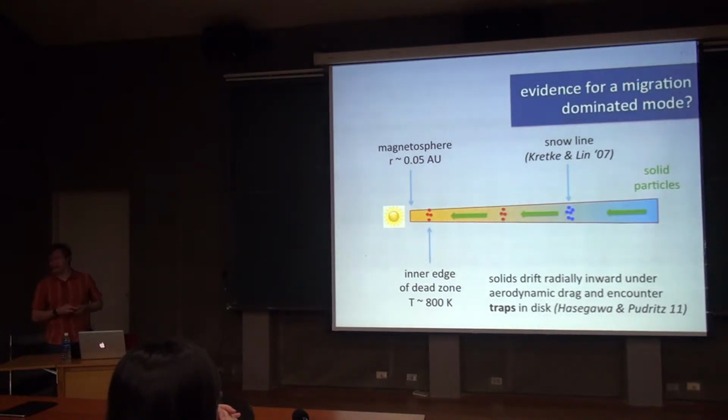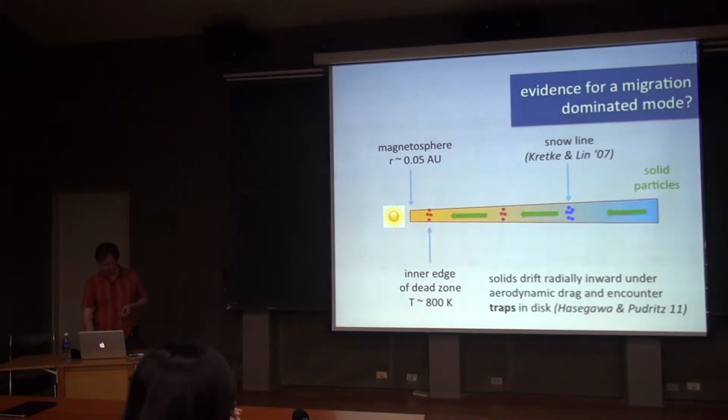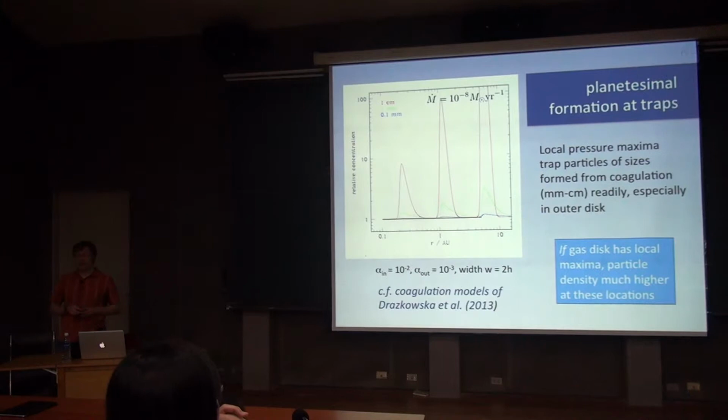And this is potentially interesting because many of these traps we know about are in the inner part of the planetary system, and so they coincide radially with where we are seeing these rather rich Kepler planetary systems. So one can do some calculations of that kind of model.